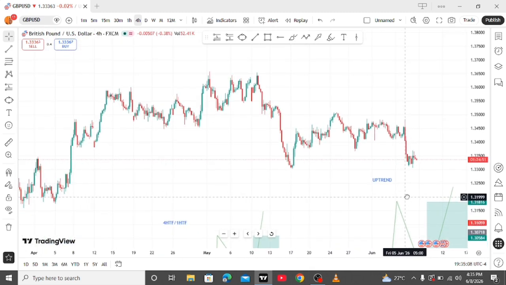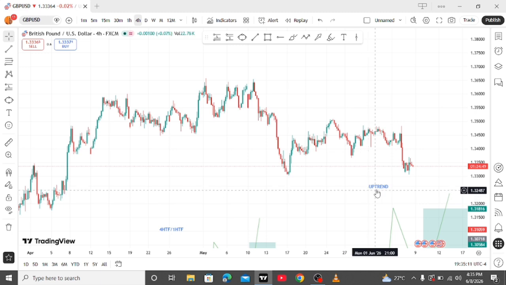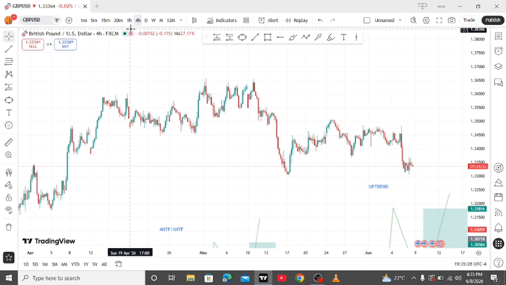I'll be showing you those breakouts and all of that. So right now we are on GBP USD. As you can see, it's written right here, GBP USD. So this is GBP USD and we are in the 4-hour time frame. And like I told you before, the 4-hour time frame is a big time frame. This is where we look at where the markets are going, the direction of the market.